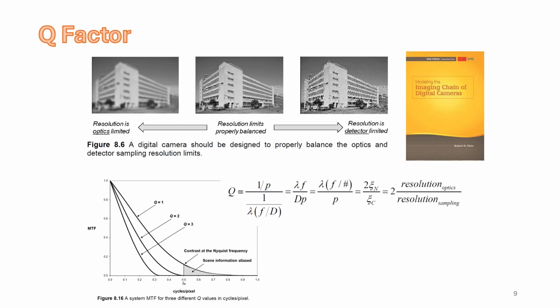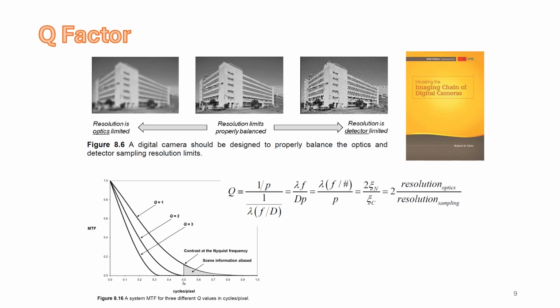This ratio of the lambda f number divided by delta has a name. It's called the Q factor. If Q is equal to 2, that's exactly at Nyquist, where lambda f number is equal to the pixel pitch divided by 2.